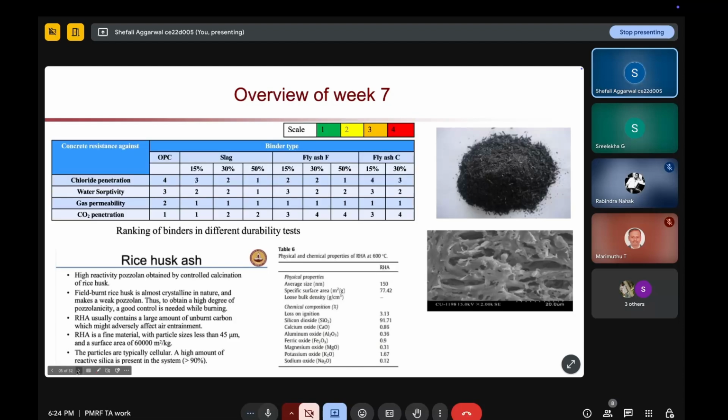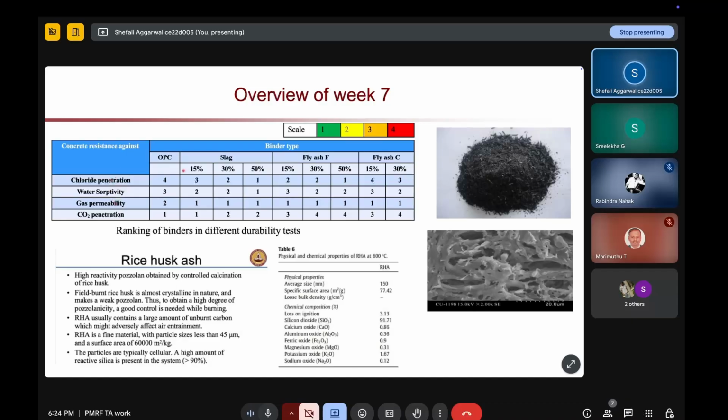So the next thing is, based on the durability test, how we can rank our binders. If you see this scale 1 2 3 4, this table is only of 28 days value. In the same way, we have a similar table for 90 days value, which is in the PPTs. You can check that. And here, you can see we have 4 properties: chloride penetration, water solubility, gas permeability, and CO2 penetration.